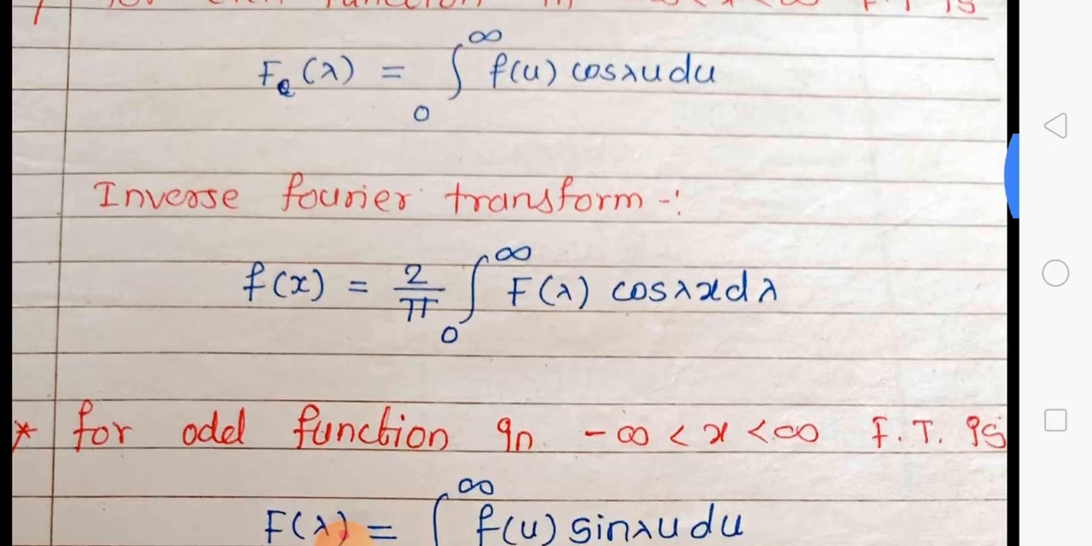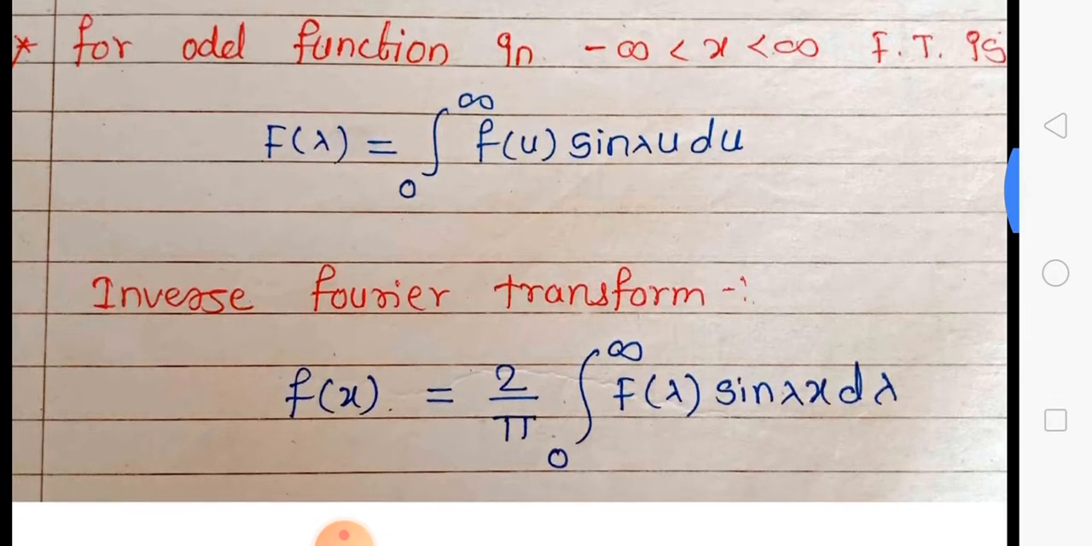Similarly, for odd function. For odd function in minus infinity to infinity, Fourier transform is given by F of lambda is equal to integration from 0 to infinity f of u sin lambda u du. And the inverse Fourier transform is f of x is equal to 2 upon pi integration 0 to infinity F of lambda sin lambda x d lambda.